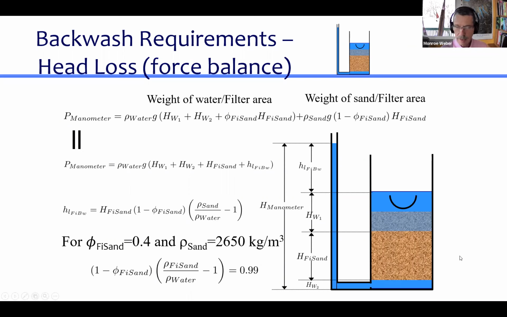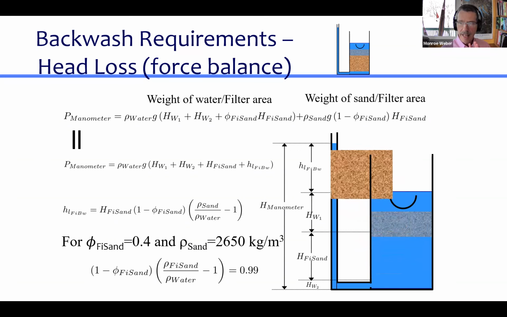Or watch this little animation. Or that is true, that the height of the original sand before you began to fluidize it is equal to the difference in the water level between what's in the manometer measuring the pressure at the bottom of the filter and the water at the top of the filter.